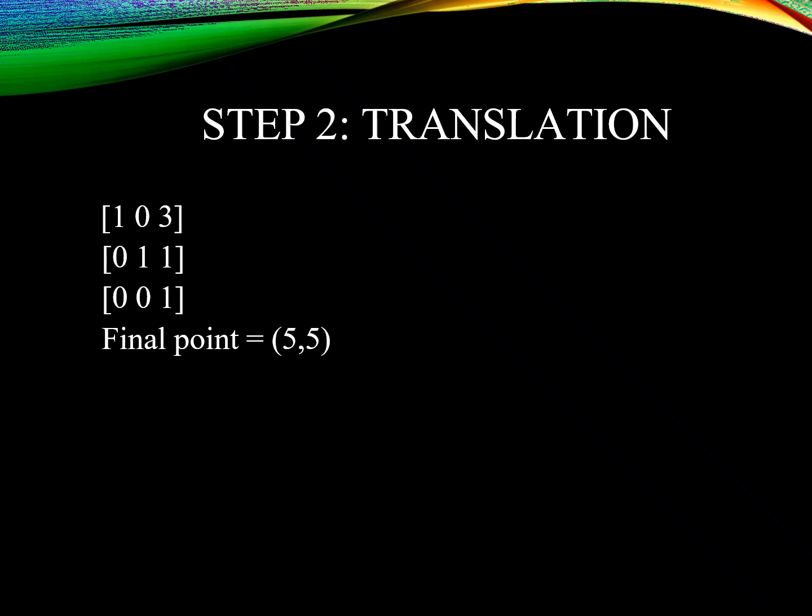Next, we apply translation. The scaled point (2, 4) is shifted by 3 units in the x direction and 1 unit in the y direction. After adding these values, the final coordinates become (5, 5). This demonstrates how translation changes only the object position.